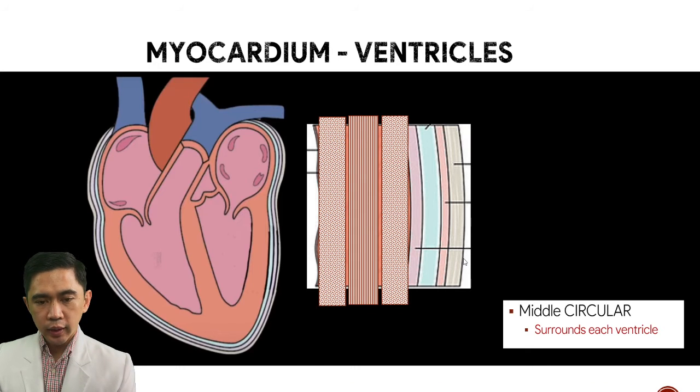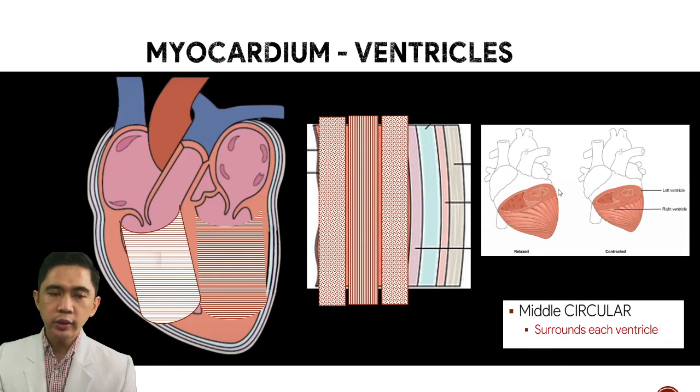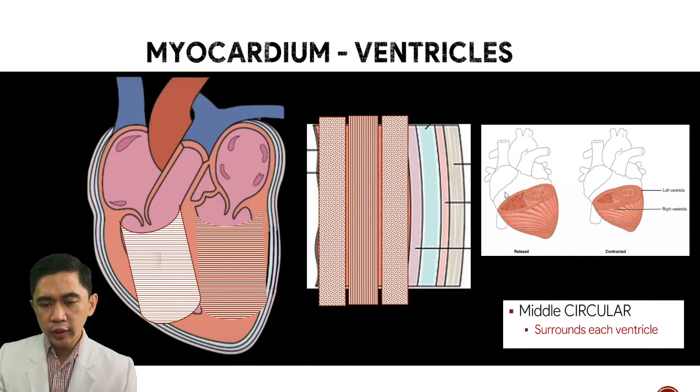The middle circular does not form a vortex, but it surrounds each ventricle and is mostly concerned with the contractility of the heart. As you can see here, the right ventricle has a thinner middle circular layer than the left. It is because the right ventricle does not need to have much force to pump the blood into the lungs, compared to the left ventricle, which needs a lot of force to move blood from it to the rest of the body, so it entails a thicker middle circular layer.